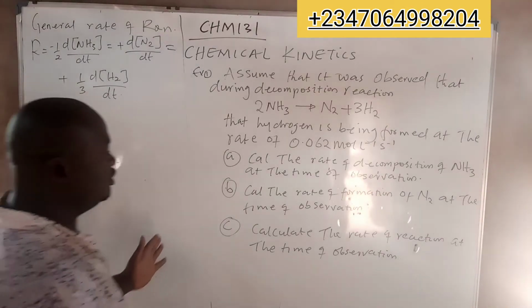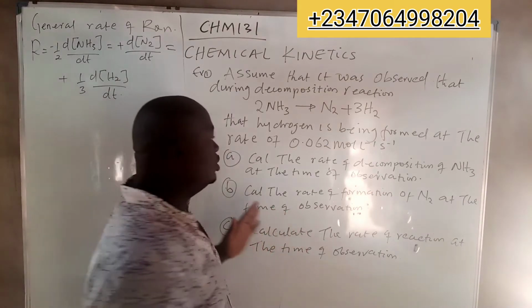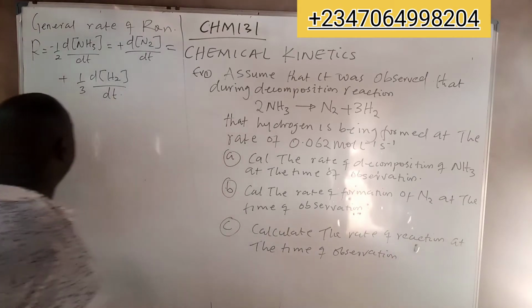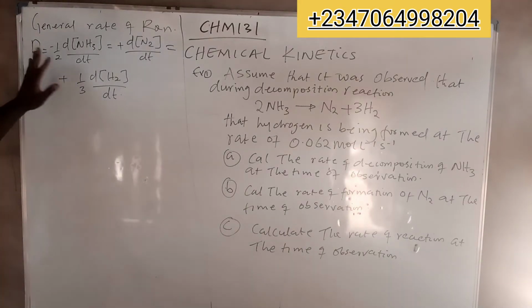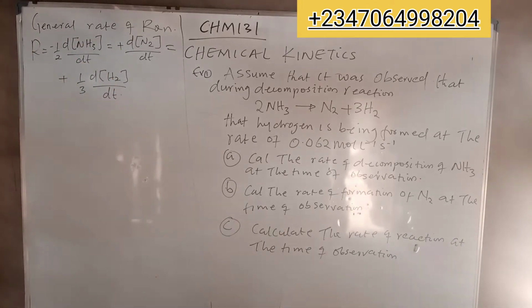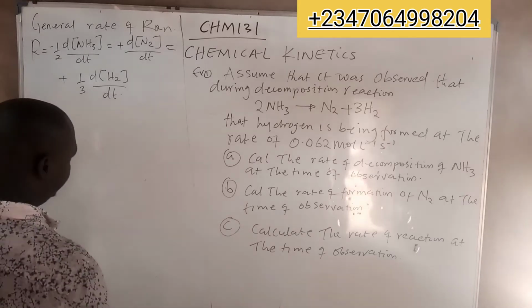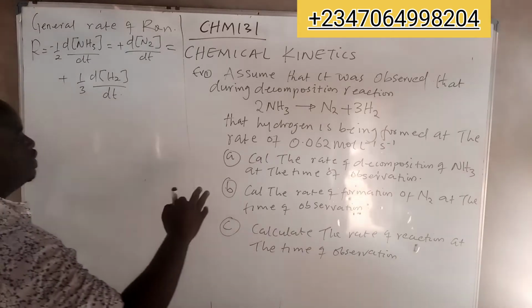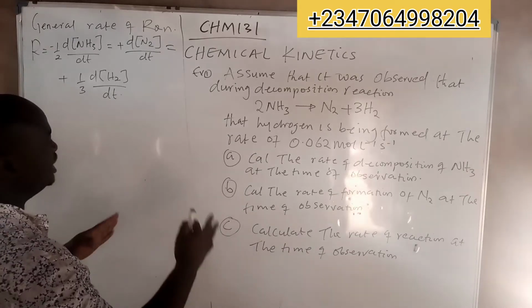Now, of course, following part 1 and part 2 of the video, the overall rate of reaction, I've already written it here. You can see I've included minus here. Why? Because this is disappearing and these two are appearing. Now, from here, on the question, they made it easy. They gave you the rate at which hydrogen is formed.